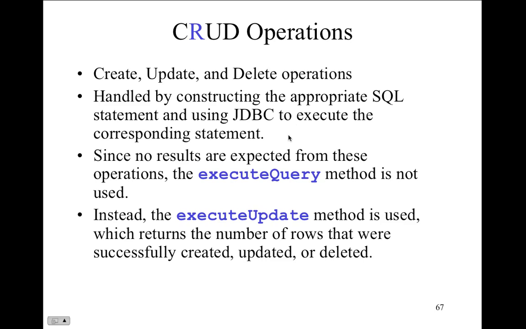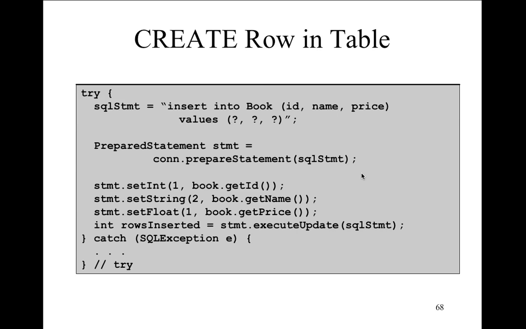Since no results are expected from these operations, the execute query method is not used. Instead, if you want to use a CRUD create, update, or delete operation, you can use execute update. You use this method call on the same object, you're just running a different method. And it returns the number of rows that were successfully updated, deleted, or created. So you just get 1, 2, 3. And then you can test if something was updated. If it comes back 0, nothing was updated. The person wasn't in the database or something.